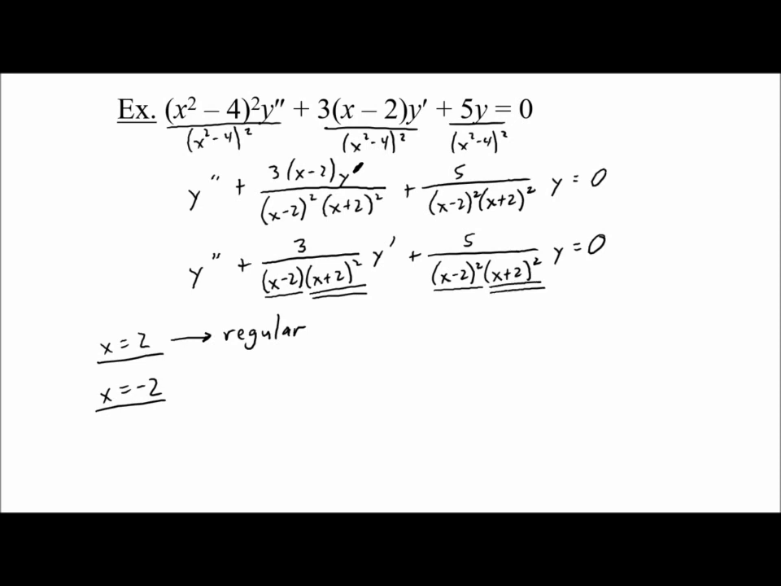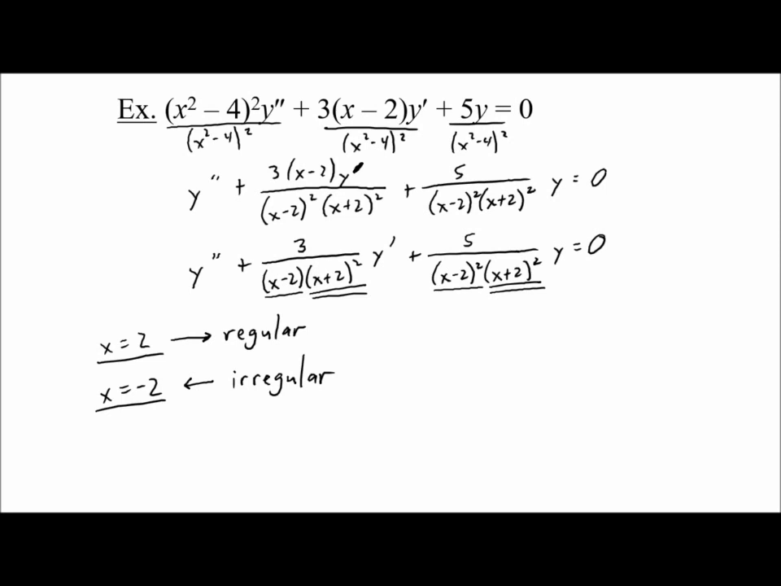Notice that q of x is fine, right? We're dividing by that factor twice. Q is not a big deal. In p, we're dividing by the factor more than just once. So for that reason, negative 2 is an irregular singular point. So that's what we're talking about here.